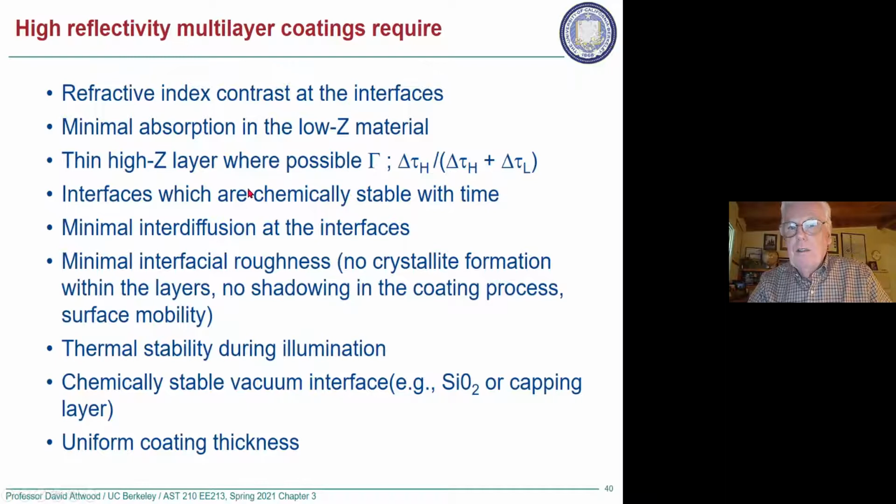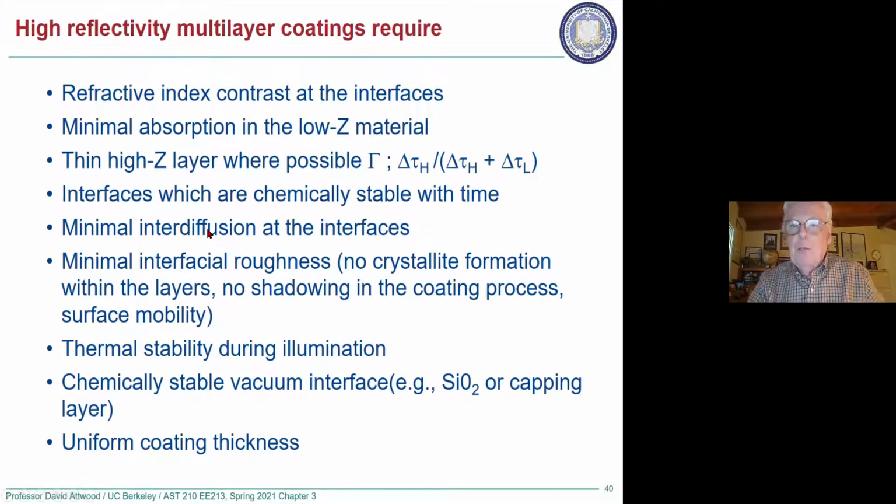Certainly you need interfaces which are chemically stable with time. You do your coatings on some substrate, on either flat or curved substrate, you put it in the closet till you're ready to use it, and you hope that when you take it out a few months later, it's still doing well. So that goes into many of the choices for the mirrors, especially the ones that are going into outer space. When you put them up there, they're going to be up there for years, and you hope that they're both chemically stable and interdiffusion stable.